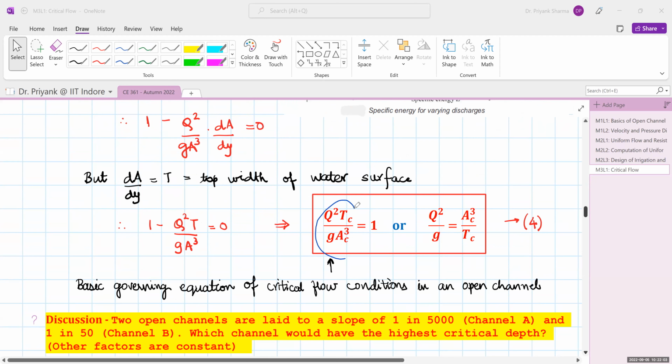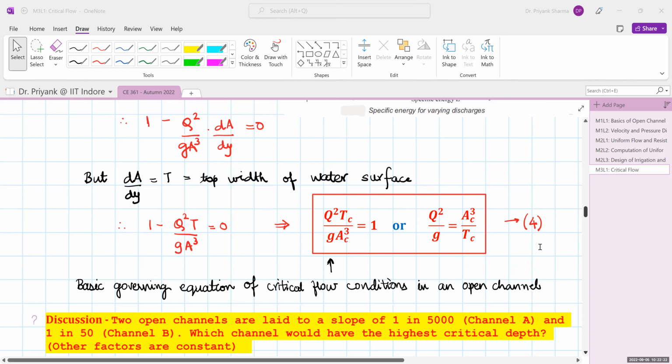So this is the basic governing equation for critical flow conditions in the open channel, and the subscript c denotes the critical flow conditions. So if you want to analyze a critical flow condition, this criterion should be satisfied.